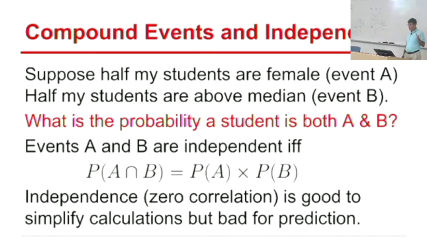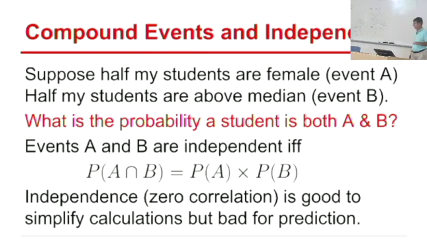What is the probability that if I pick a student at random, they're female? That should be 1/2. What is the probability that if I pick a student at random, they're above the median? That should be 1/2. What is the probability that they are both female and above the median? The answer is it depends. It's not that it's 1/4.